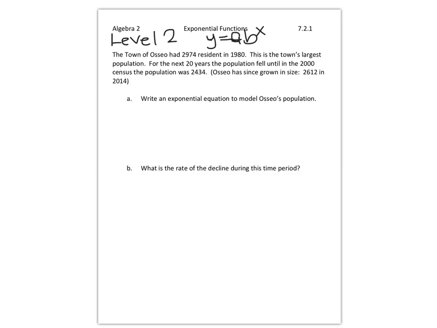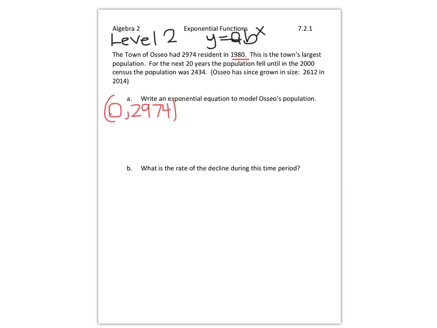So at no point did they tell us the rate of population decline. So we have to find B ourselves. Fortunately, they did give us 2 values to use. In 1980, hey, that's our starting amount. So in 1980, they had 2,974 residents. So since that's our starting amount, we're going to call that 1980 year 0, which will pair with 2,974.